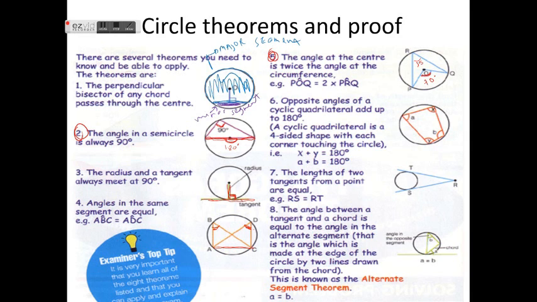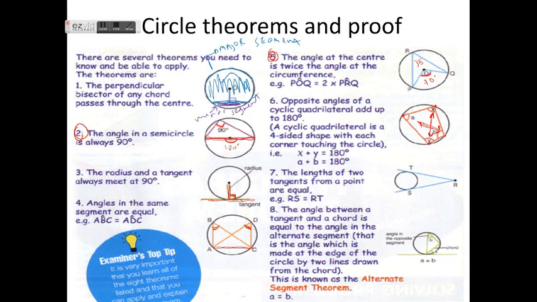Theorem number 6 says that opposite angles of a cyclic quadrilateral add up to 180 degrees. A cyclic quadrilateral is basically a quadrilateral that has all 4 vertices, all 4 corners, on the circumference of the circle. Here's an example on the slide. If you add these two angles, because they're opposite, x and y, you're going to get 180. And if you add up a and b, you're also going to get 180.